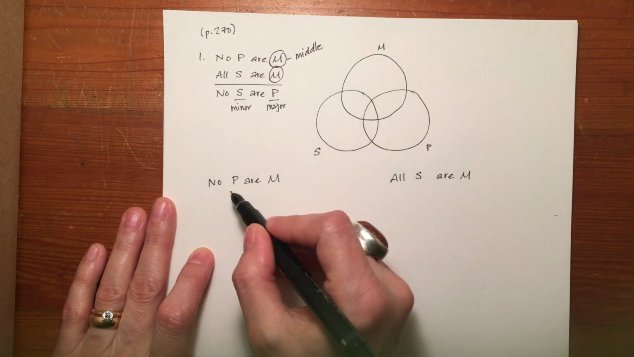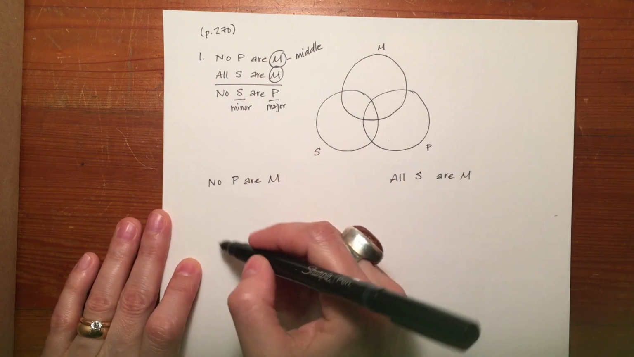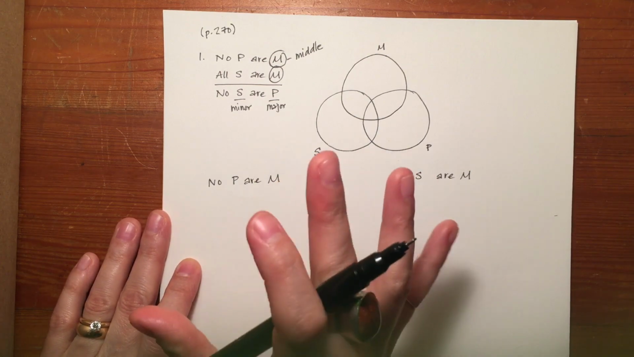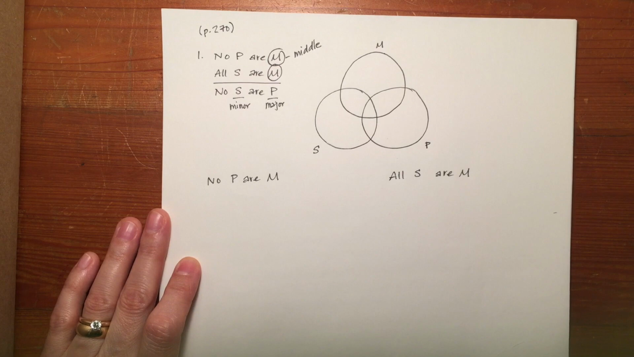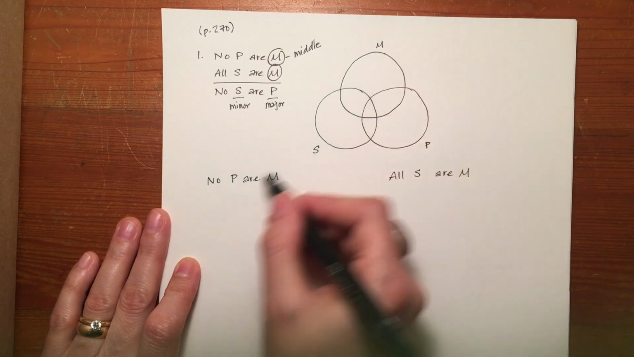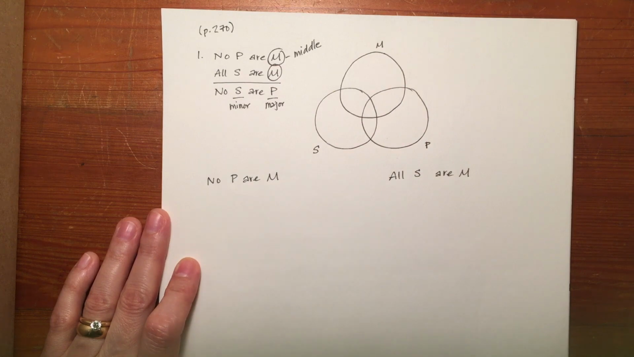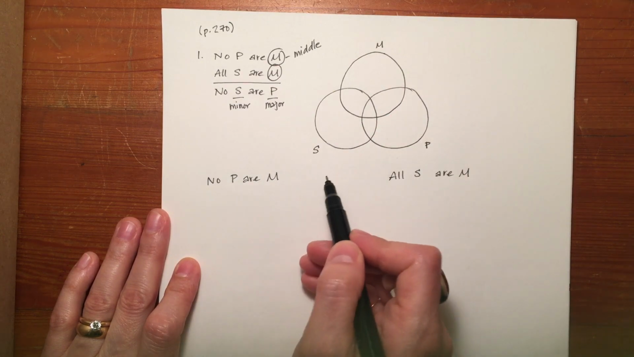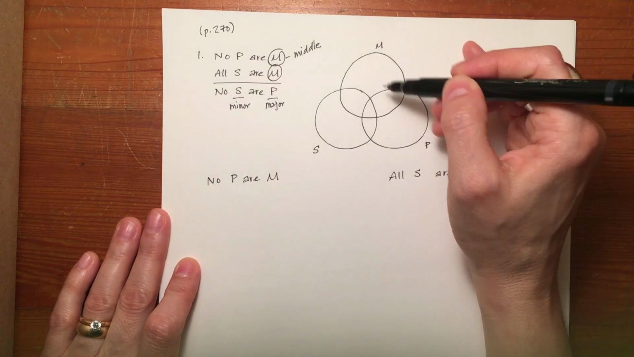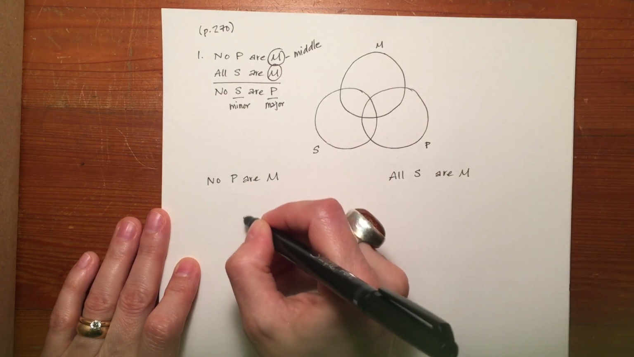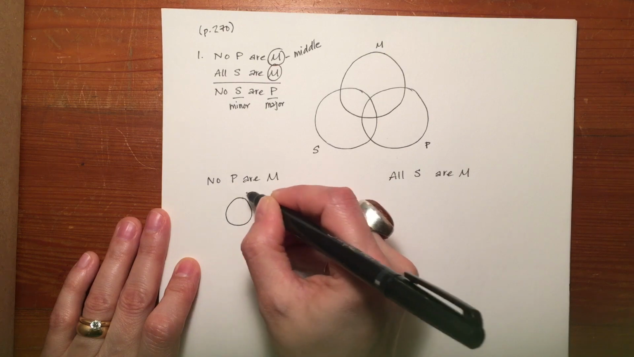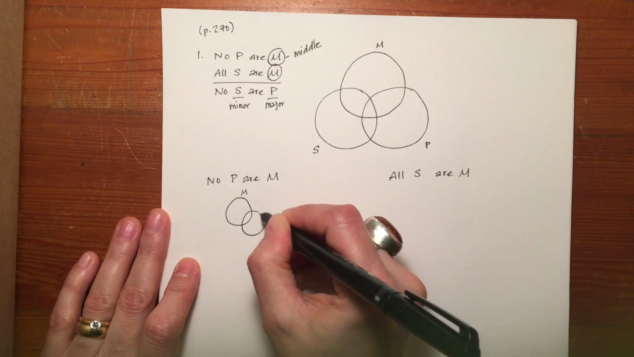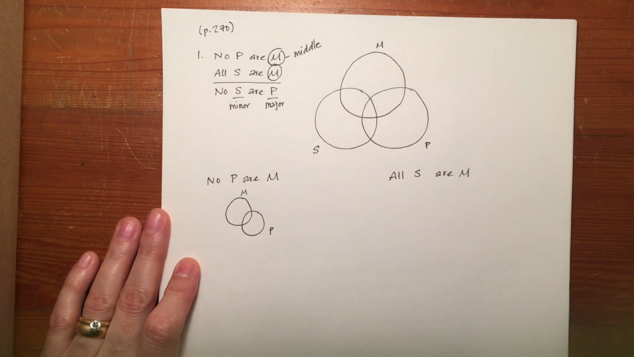So let's look first at no P are M. If I were to do a sort of inset, like you would use in a map, this is just part of the diagram over here before we put it into the larger diagram. If I were just to look at no P are M, I would want to look only at the P circle and at the M circle. So let me draw a smaller diagram here of just the P circle and the M circle.